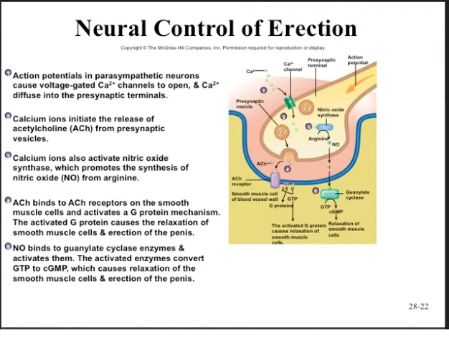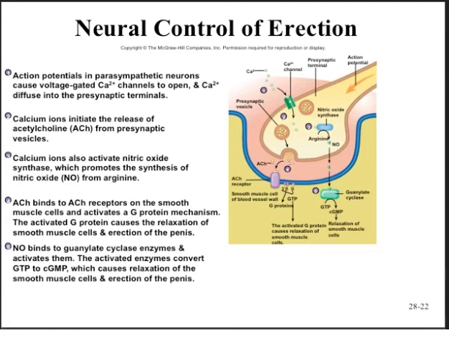The acetylcholine binds to the acetylcholine receptors on smooth muscle cells, activating a G protein, which causes relaxation of the smooth muscle cells, and this lets blood into the erectile tissue of the penis, causing an erection. The nitric oxide binds to guanylate cyclase enzymes, and it activates them. The activated enzymes convert GTP to cyclic GMP, the second messenger, and this causes relaxation of the smooth muscle cells and erection in the penis.